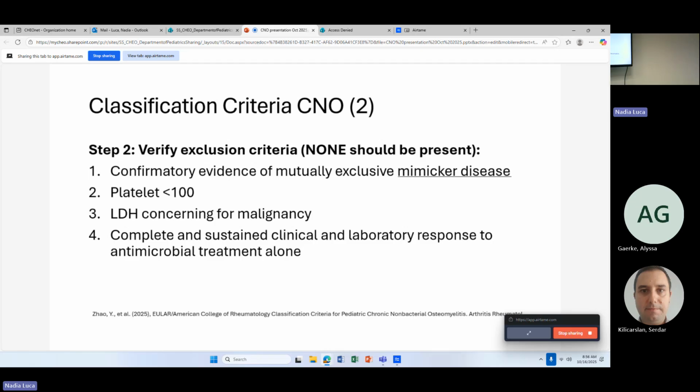And then if they have a complete and sustained clinical and laboratory response to antimicrobial treatment alone. Does that mean you have to do a trial of that? It does not. But if they come to you with that history, then it excludes. Yeah, correct.